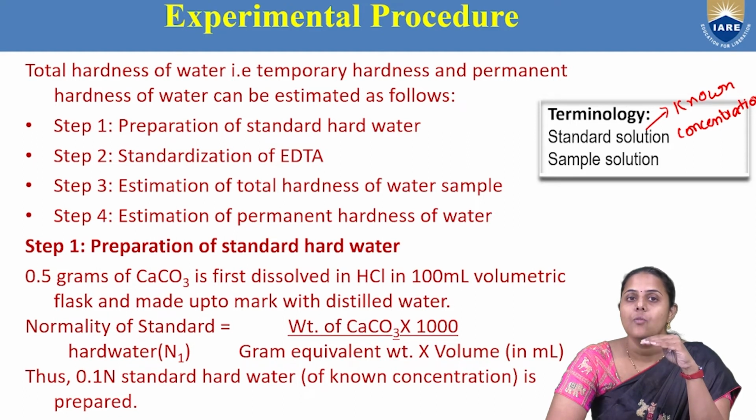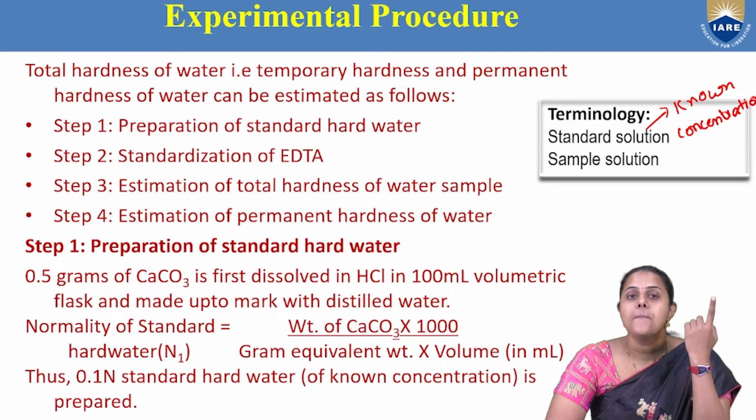In this step, we will calculate only the permanent hardness of water. The fifth will be the calculation of temporary hardness, which is a simple subtraction. So in the estimation of hardness by the EDTA method, the main steps are preparation of standard hard water solution, standardization of EDTA, and estimation of hardness of water. Now let us see how these steps are performed.